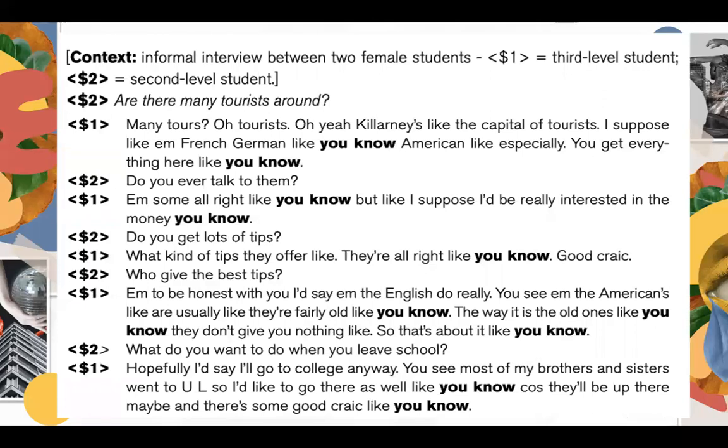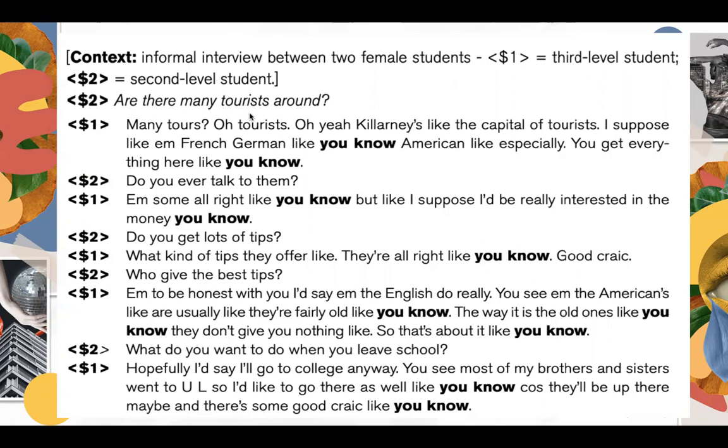So here is the example. In this context, this is an informal interview between two female students. The first speaker is a third level student, while the second speaker is a second level student. So let me go through the conversation here.